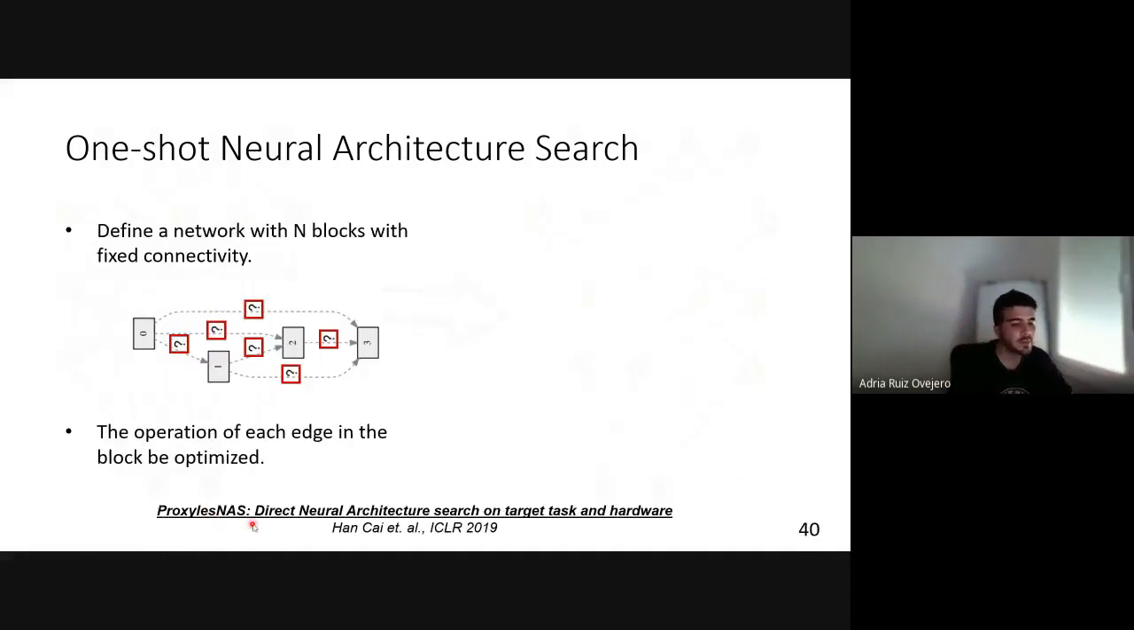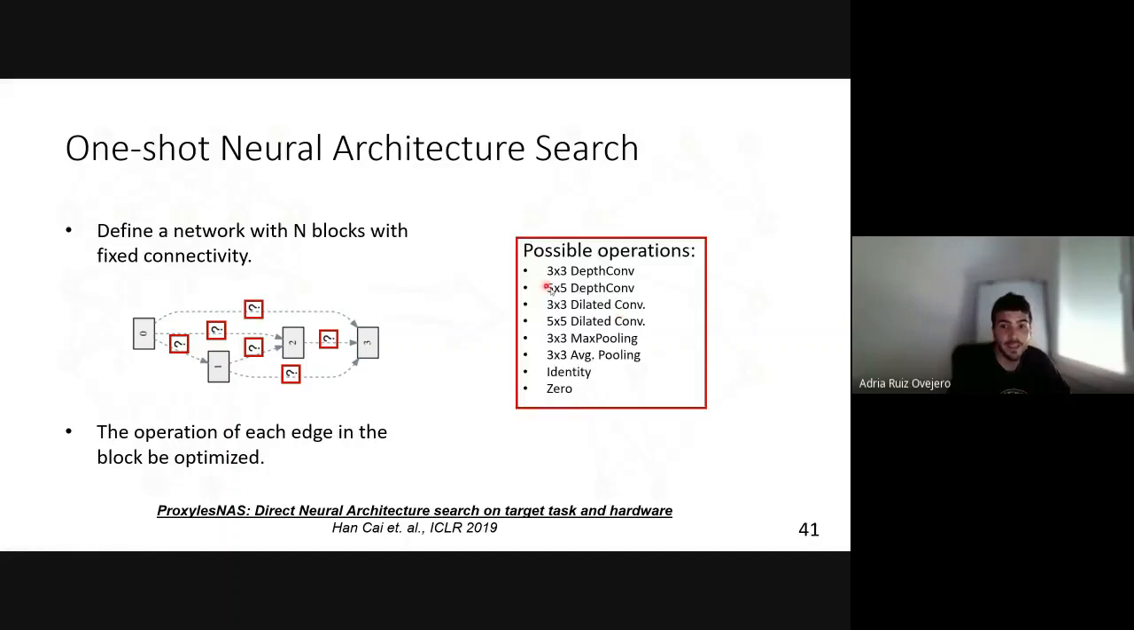For this, I'm going to talk about this paper, ProxylessNAS, another very popular paper published in ICLR 2018. In ProxylessNAS, they define a network with n blocks, and this n is fixed. These blocks form a structure like this, with some intermediate feature maps, and the connections between these feature maps will be different types of operations: convolutions, identities, or whatever. The connectivity and the number of blocks is fixed. What is not fixed is the operation that we apply at each feature map to obtain the next feature map here, and this is what will determine the architecture of the network.